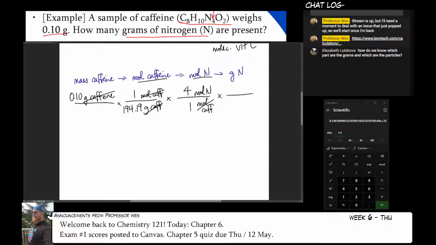Okay, great. Finally, we'll turn the moles of nitrogen into a mass of nitrogen. And according to our periodic table, nitrogen weighs 14.007 grams per mole. And so we'll type it all in. 0.1 times 4 times 14.007 divided by 194.19. And scientific notation is annoying. Yeah, that's right. Okay. 0.029.